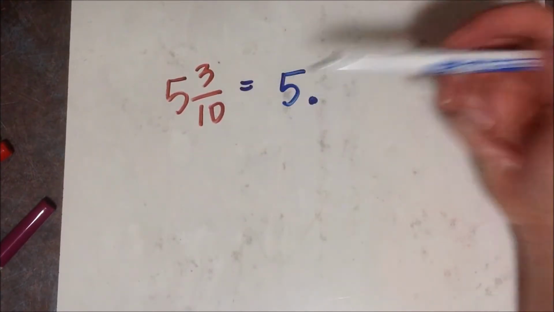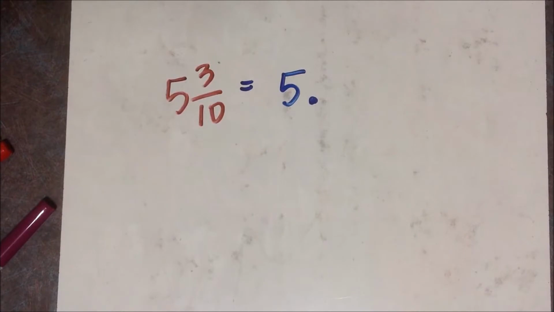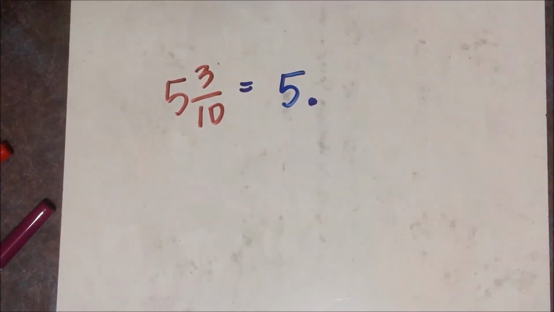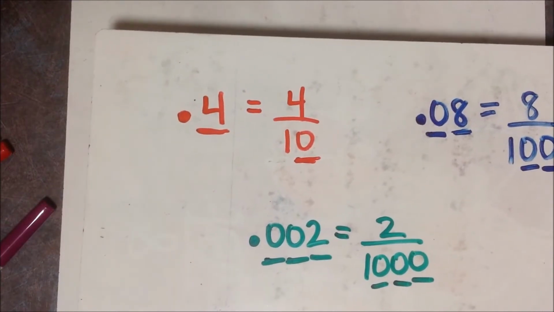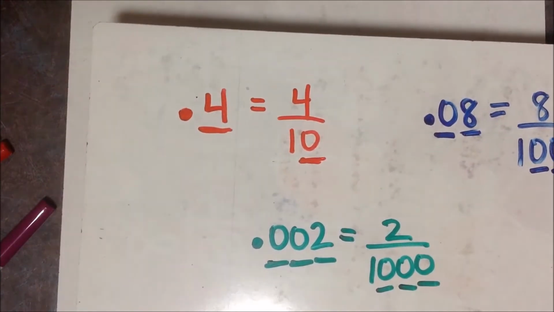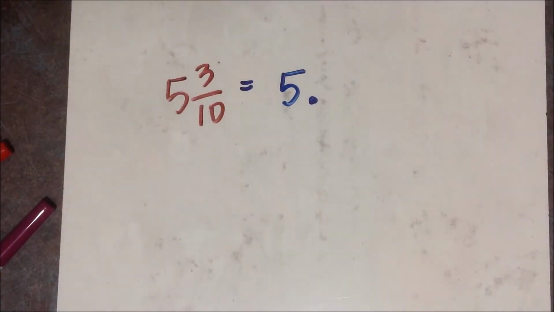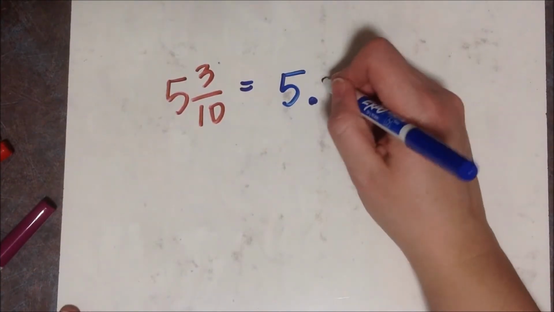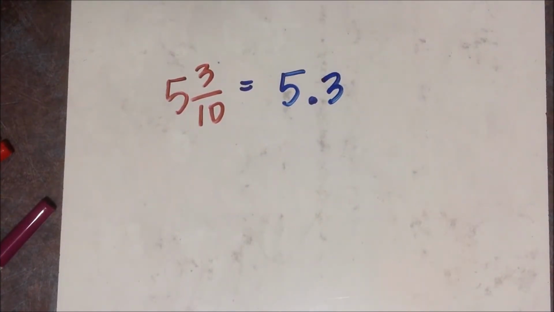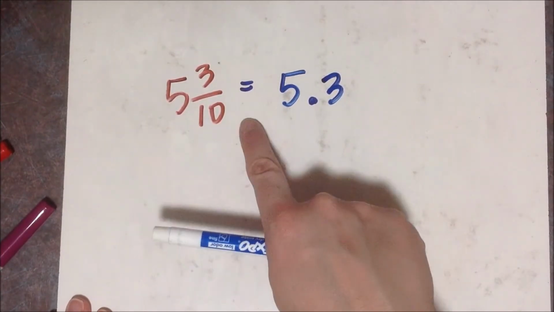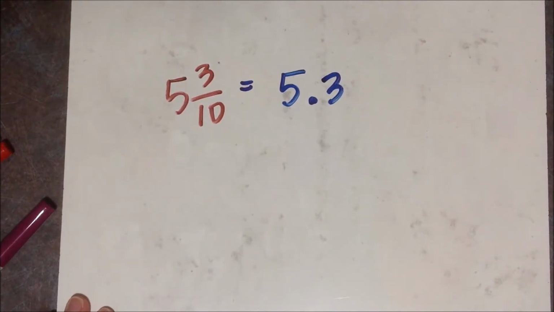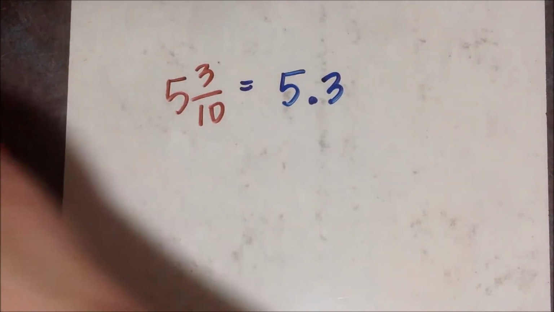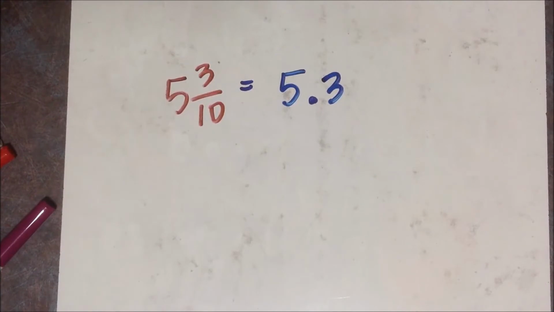But this guy, 3/10, right? It's similar to this 4/10 guy that we were looking at before, and 10 has 1 zero, so it's going to be 1 spot behind the decimal point. So all we're going to do is that. 5 3/10, this means the same as 5 3/10. It feels like it should be harder than this, right? Let's look at another example.